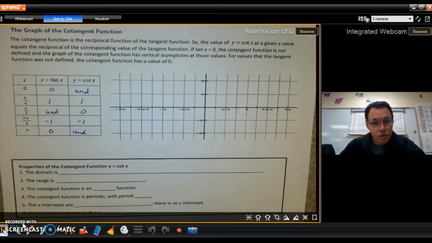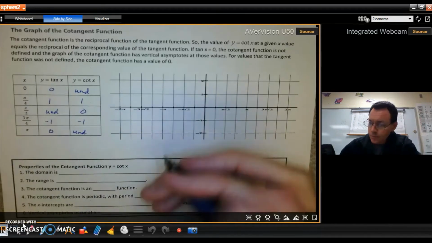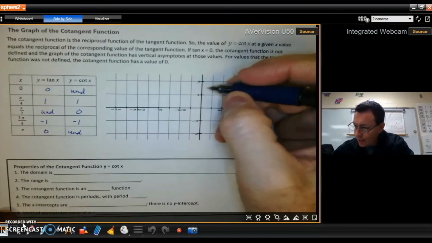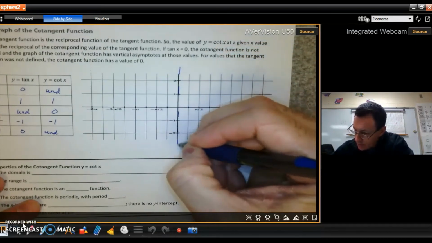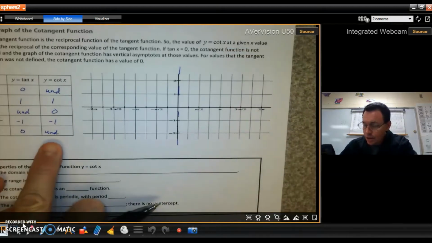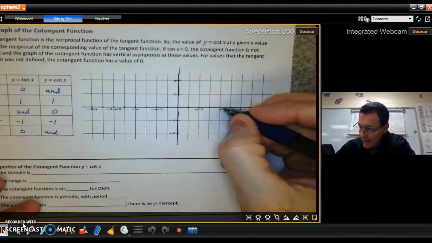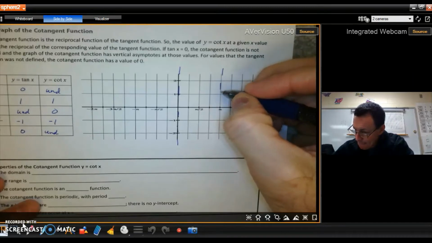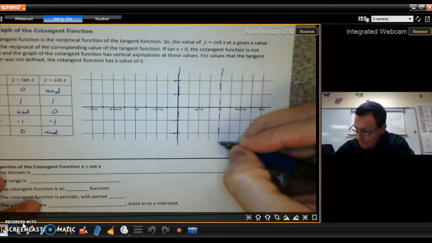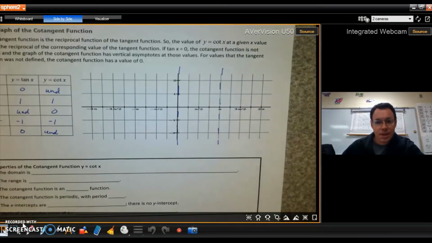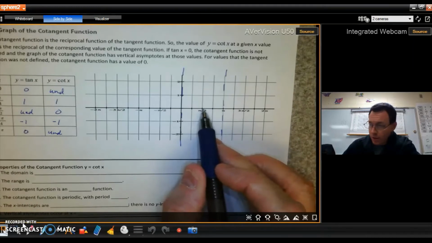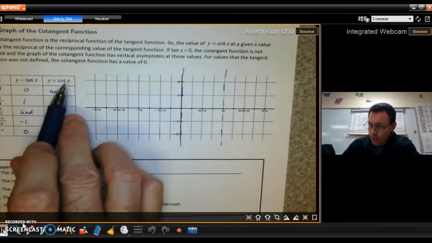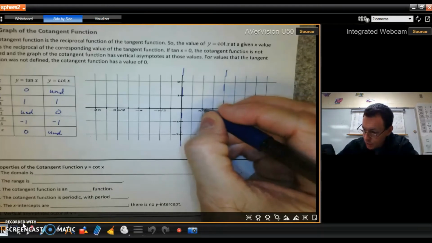Here's what's going on with a cotangent graph. At 0, we're undefined, so this graph has a vertical asymptote at 0. It also has a vertical asymptote at pi. What else do we have? We have 0, which is right smack dab in the middle of our graph. So pi over 2 has a cotangent value of 0, so it should be right here.